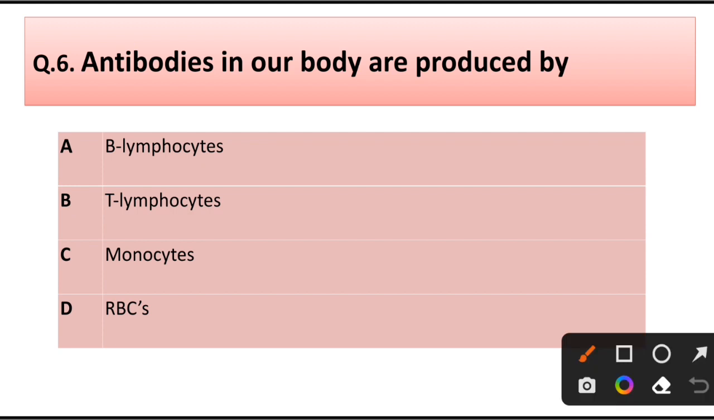Question number 6. Antibody in our body are produced by B lymphocyte, T lymphocyte, monocyte, RBC. Correct answer is option A. B lymphocyte. Antibody are produced in our body by B lymphocyte.